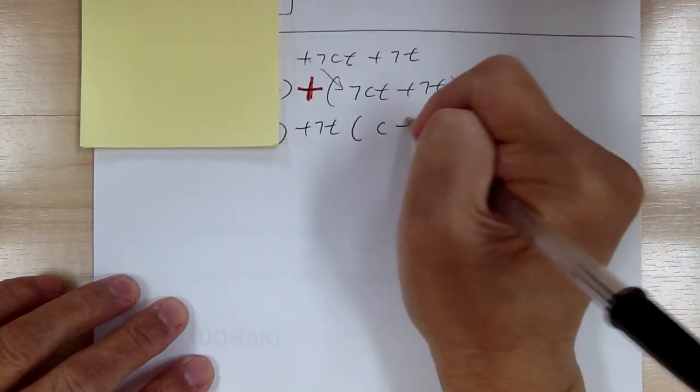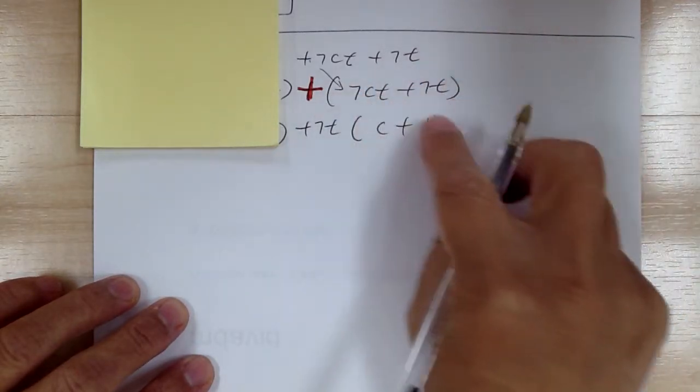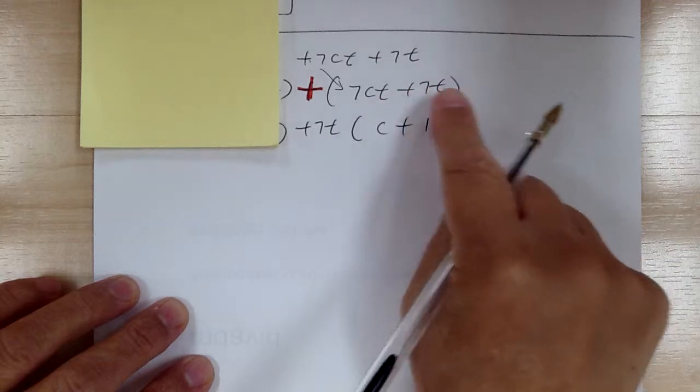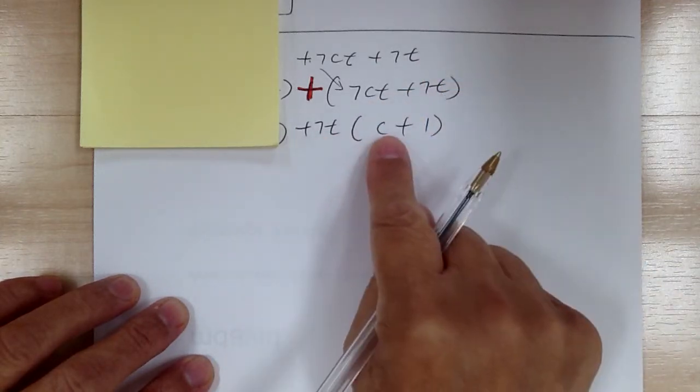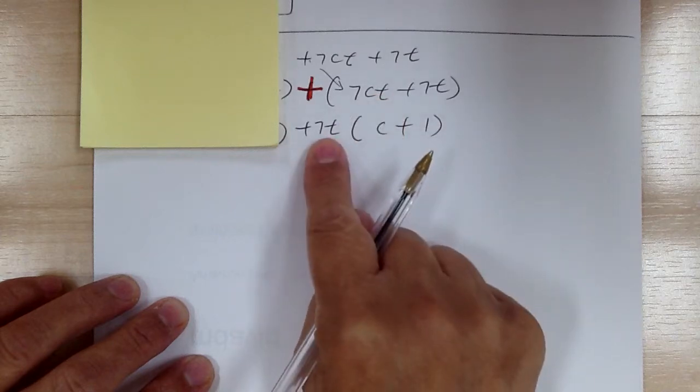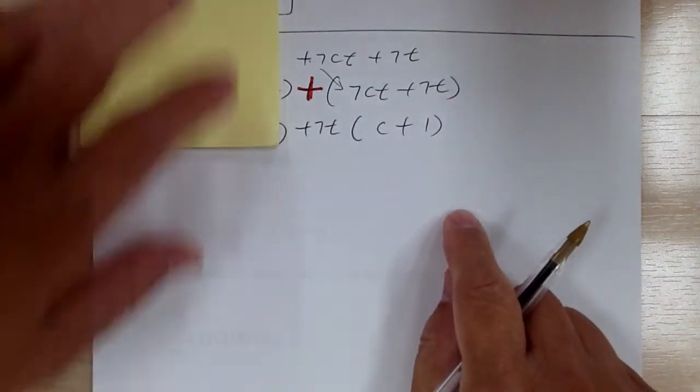So it'd be c plus 1. Again, when you factor everything out, it's 1. Okay? Because when you factor everything, means you're dividing by itself, so you get 1. And you can check, right? 7t times c give you 7ct. 7t times 1 give you 7t.